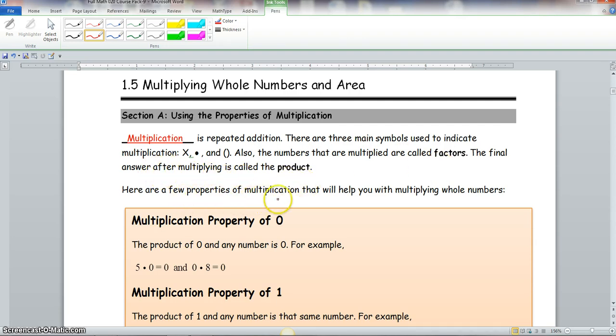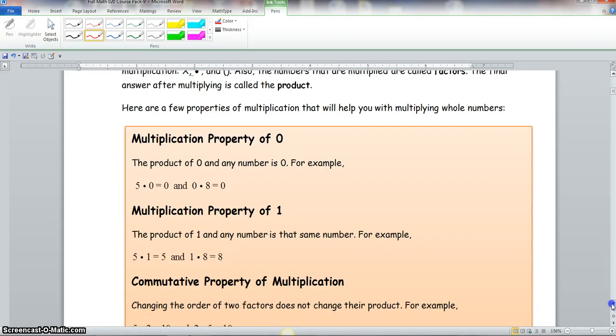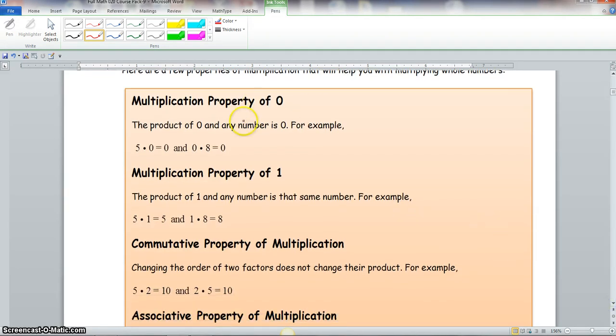Here are a few properties of multiplication that will help you with multiplying whole numbers. Our first property is the multiplication property of 0, which basically states that if you multiply any number by 0, it gives you 0. So 5 times 0 is 0, and 0 times 8 is also 0. Then we have the multiplication property of 1, which basically states any number multiplied by 1 gives you that number. So 5 times 1 is 5, and 1 times 8 is 8.